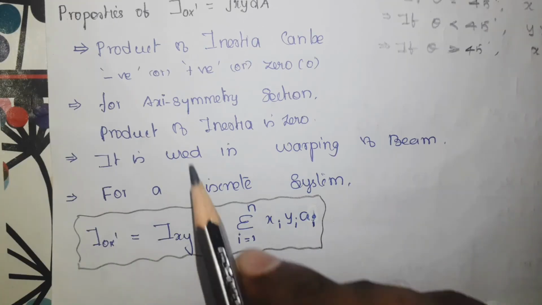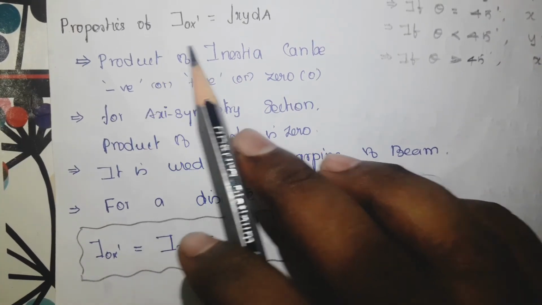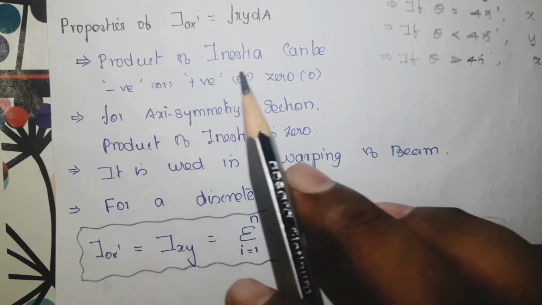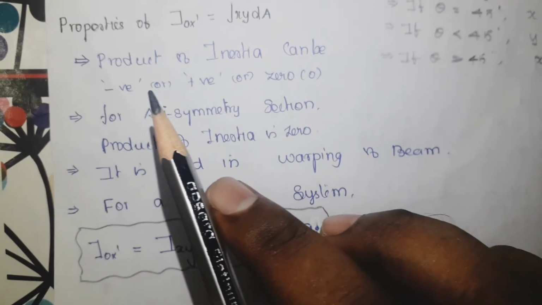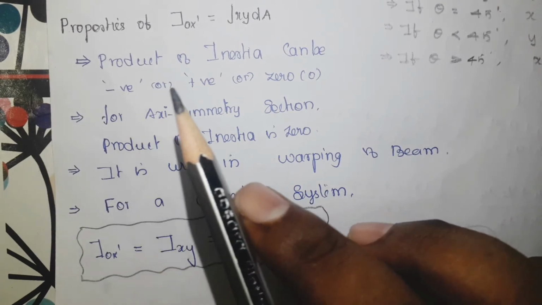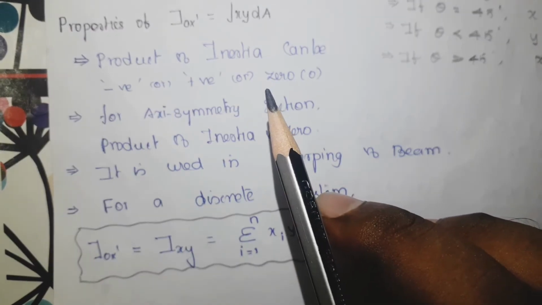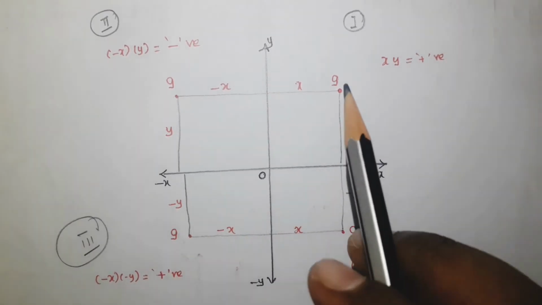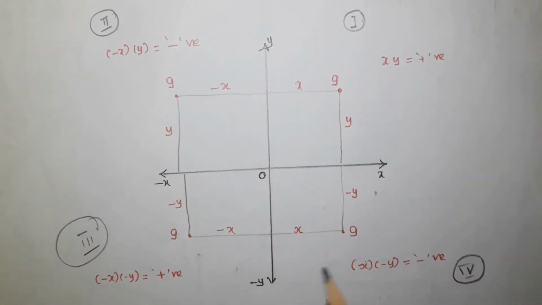Now let us discuss the properties of product moment of inertia. The first property is that the product moment of inertia can be either negative or positive or zero. Now let us consider a coordinate system. This is the first quadrant, second quadrant, and third and fourth quadrant.